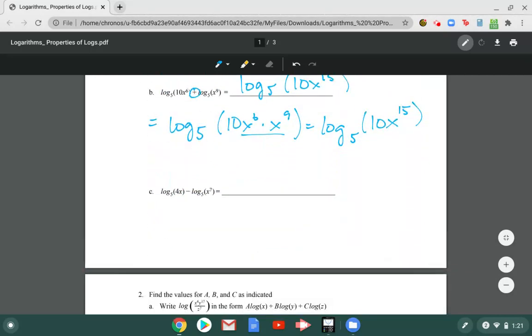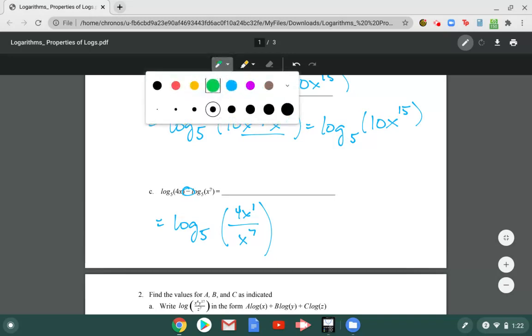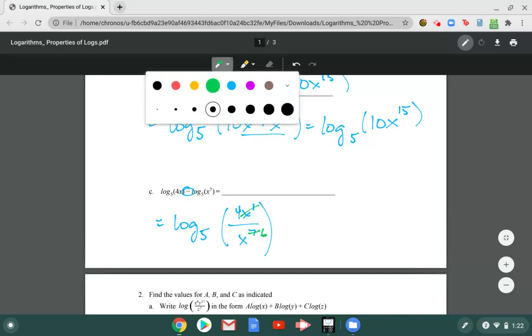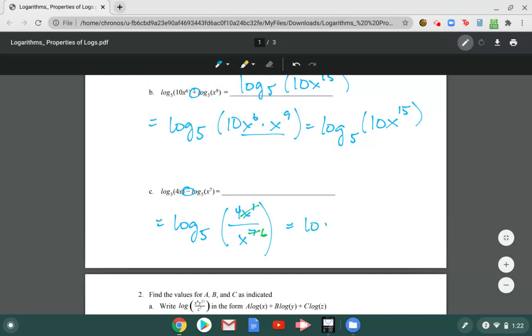Okay, next. For this one, we have a difference. So that would come from a quotient. So I'm going to condense this into a single logarithm, log base 5, 4x over x to the 7th. Now I'm going to go ahead and work my exponents on the inside here. As I work those, I can simplify just a little bit. I can cancel 1x, and that leaves me with 6 here. So this simplifies to log base 5 of 4 over x to the 6th. Lots of different ways you could write that and simplify it, but that's as far as we need to go for these.